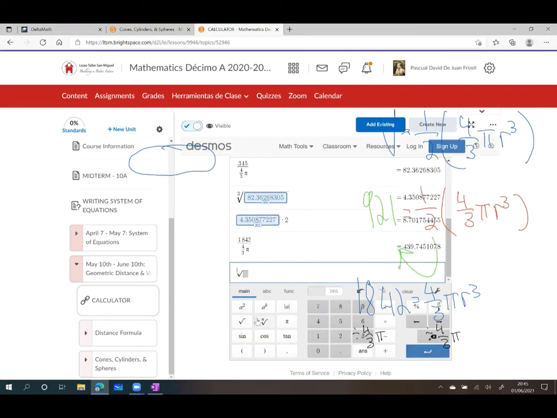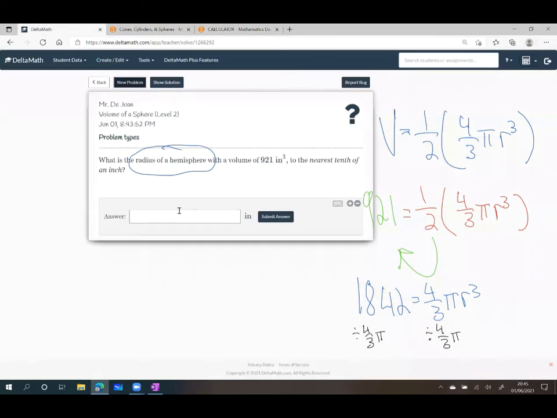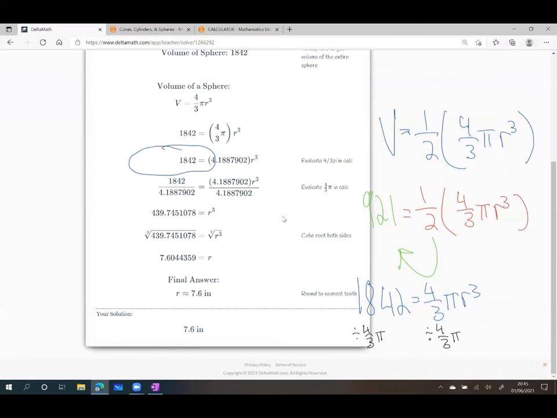We're going to use it and take the square root to the power of 3 and use our answer that we have above. So 7.60. And it's asking us in the question to the nearest tenth of an inch. Well, that's 0.6, right? 0.6 of an inch. And there we have our answer, 7.6.